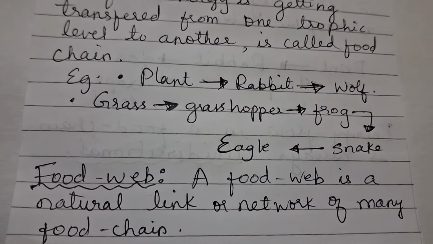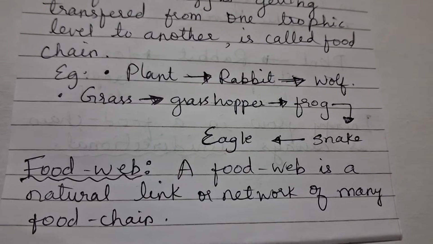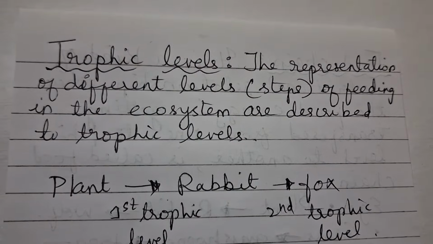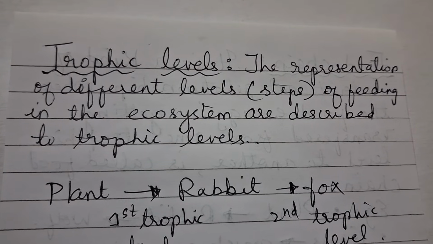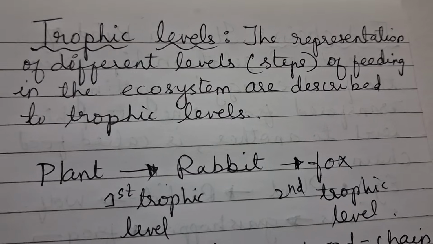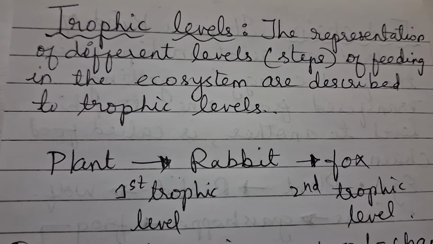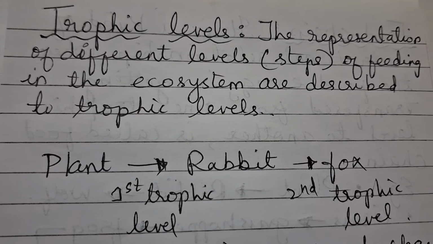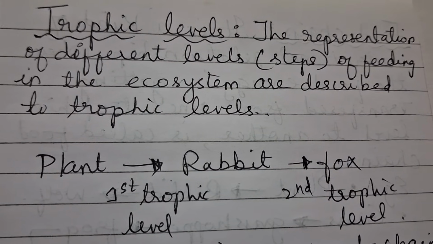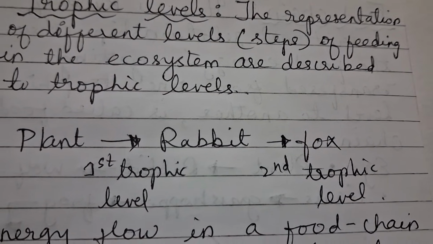So what is a food web? A food web is a natural link or network of many food chains. When many food chains are interconnected, it is called a food web. What are trophic levels? The different levels or steps of feeding in an ecosystem are described as trophic levels. So plant is eaten by rabbit. The energy from the plant moves to rabbit. So this is the first trophic level, the first step. Then the rabbit is eaten by the fox. So that is the second trophic level.